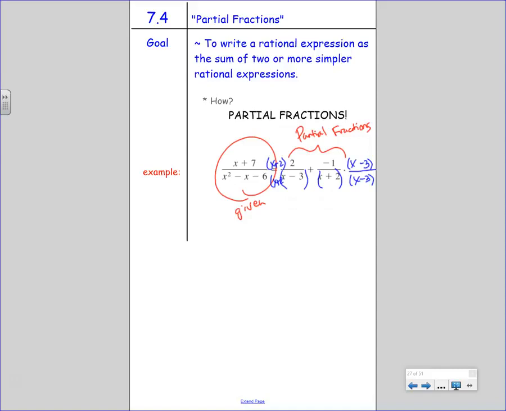What happens when we multiply 2 times x plus 2? 2x plus 4. What happens when we multiply negative 1 by x minus 3? Negative x plus 3. And in the denominator, don't I get x plus 2 times x minus 3? Then you FOIL it. And if I FOIL that, I get x squared minus x minus 6. Oh, hey. So these little guys were the factors of the denominator? And what ends up happening on top? x plus 7.